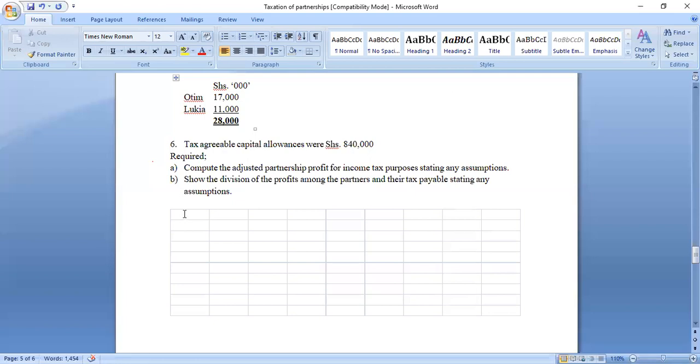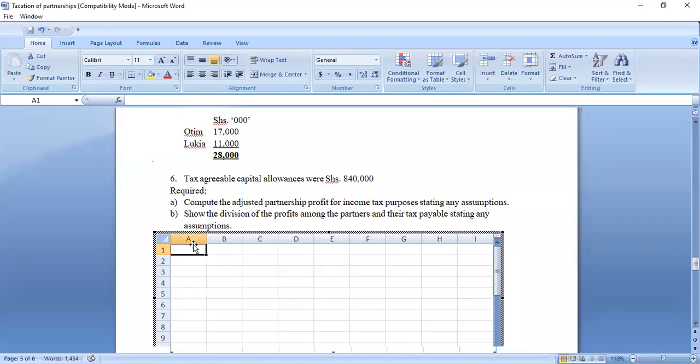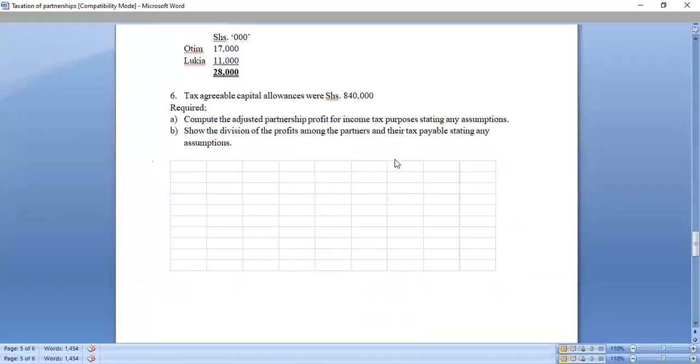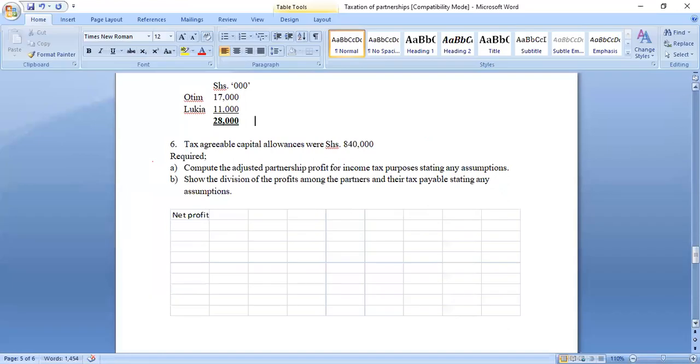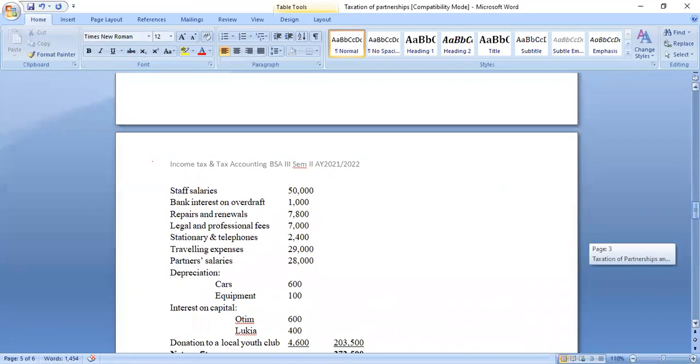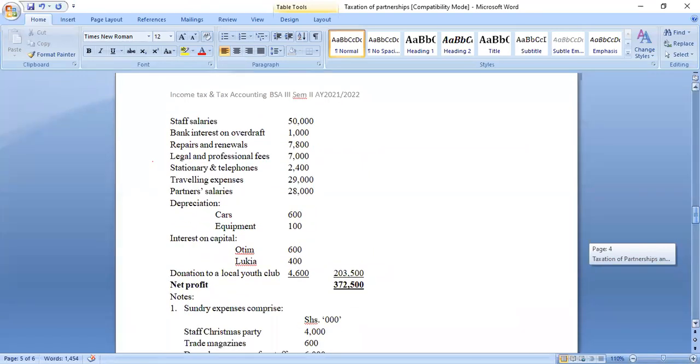So I was saying, this is my Excel, I'm going to use it. So let's start responding. As my Excel responds, we're going to start with the net profit, then make adjustments accordingly. So net profit. Maybe someone can share with me the figure in there. Feel free to contribute as we move. So the net profit is 372,500.